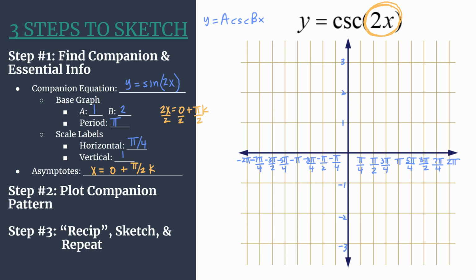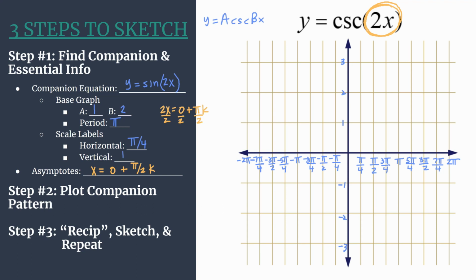Now that we have that asymptotes equation and a way to double check ourselves as we're getting toward our final graph, let's go ahead to step 2, where we're going to plot our companion pattern. We're basically graphing our companion equation sine 2x. Remember that the sine pattern, the base pattern, is x-intercept, maximum, x-intercept, minimum. So we'll do that starting at the origin.